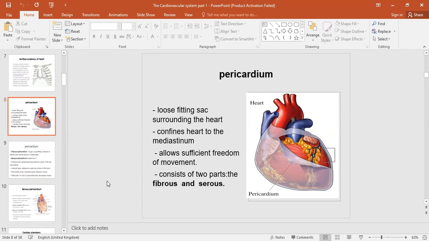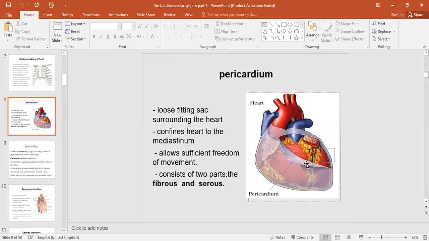Now, that fluid is maintained within a constant range. Therefore, the amount produced is equal to the amount reabsorbed, so the fluid doesn't increase beyond its normal range. If that occurs, mostly when there is infection in the pericardial sac, then there will be increased fluid in the pericardial cavity, what we call pericardial effusion. Or it could be bleeding from blood vessels in the parietal pericardium or the visceral pericardium. That blood may collect in the pericardial cavity.